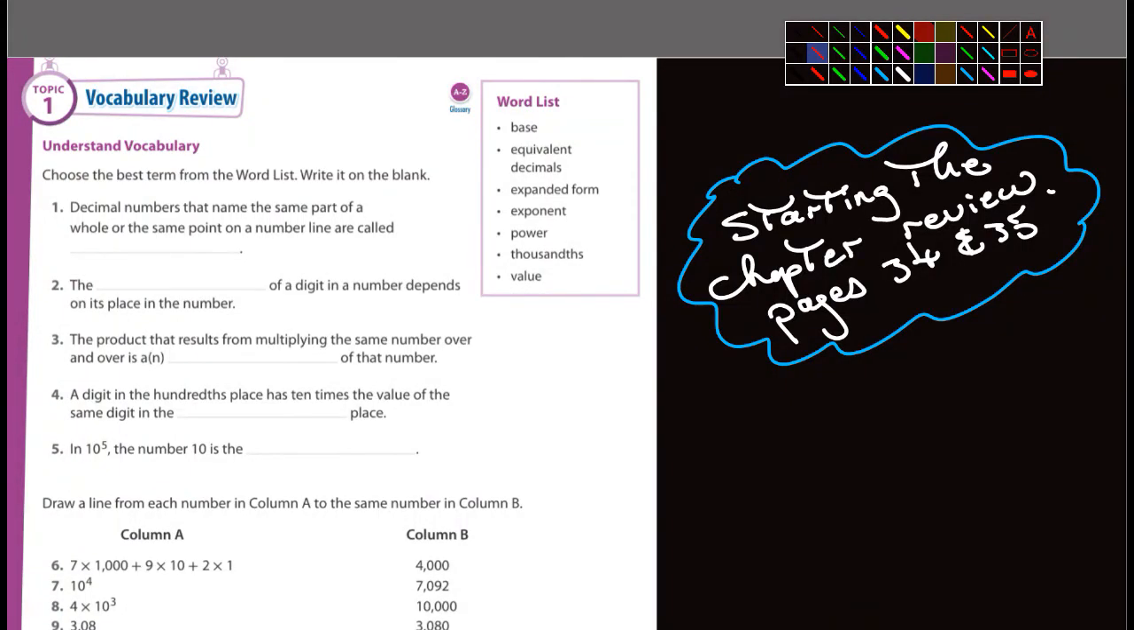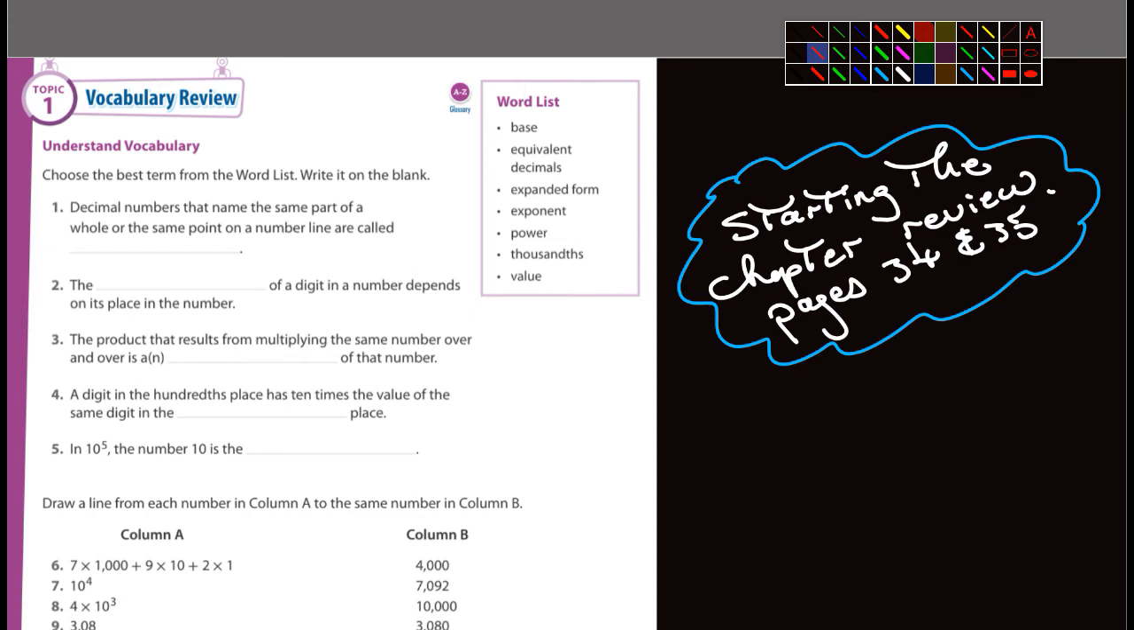So we're doing the first two pages of the chapter review. This is pages 34 and 35. So you only have two pages to do, which is kind of nice. And since it's review, it's not going to take you very long. And also, since it's review, I'm not going to do very much. So this is going to be a really short video.